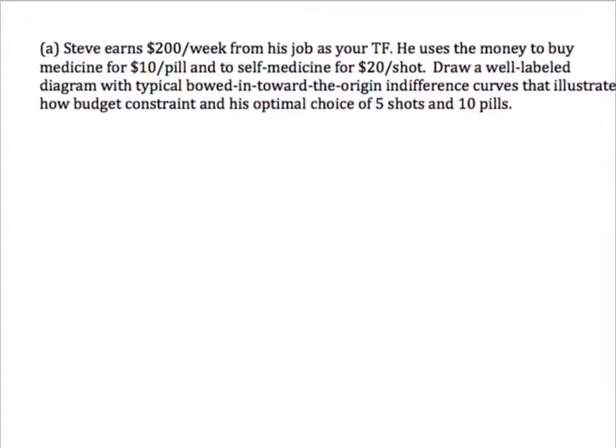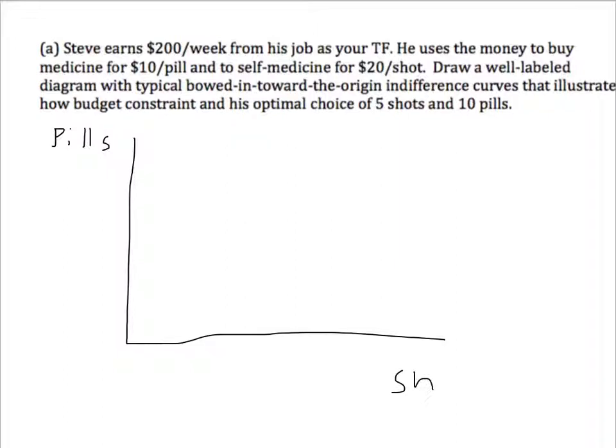First, since we need a well-labeled diagram, we're going to need to put in the labels. So we'll do pills up here, and conveniently that's the unit. The pills are measured in pills, and then shots over here. The shots are also measured in shots, so that's nice. And now we're going to fill in the budget constraint first. Typically, it's a lot easier to start with the budget constraint.